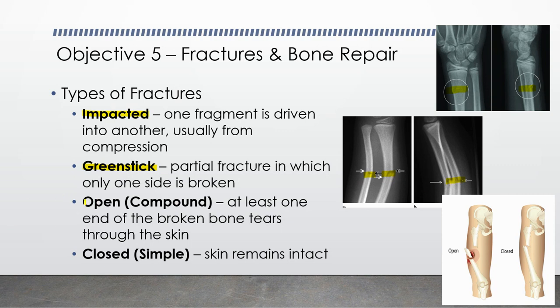These particular terms, open and closed or compound and simple, can be used with the other types of fractures. If it's open, that means it actually breaks through the skin, and this is where the bone can be found literally popping out of the skin. Closed is where it's staying within the body, within the skin. So we call that a closed or simple, or we call it an open or compound, depending on whether or not it breaks the skin. Once again, these can be used with the other types of fractures.